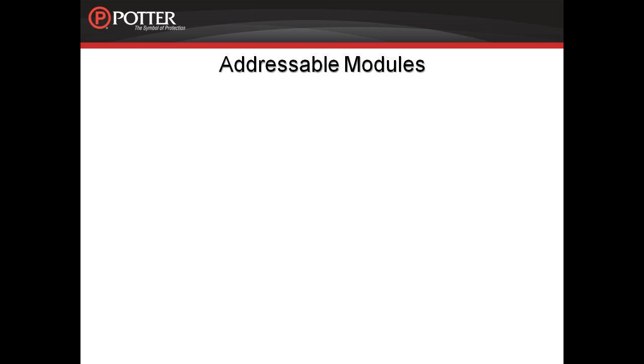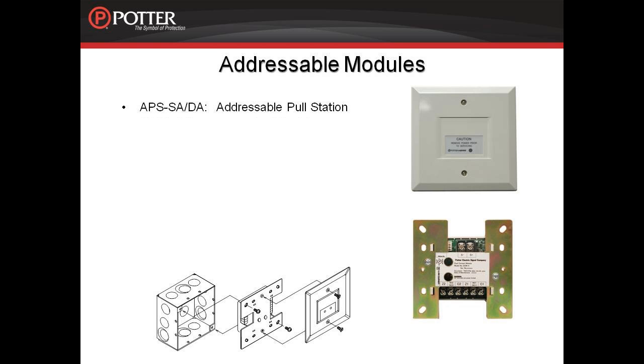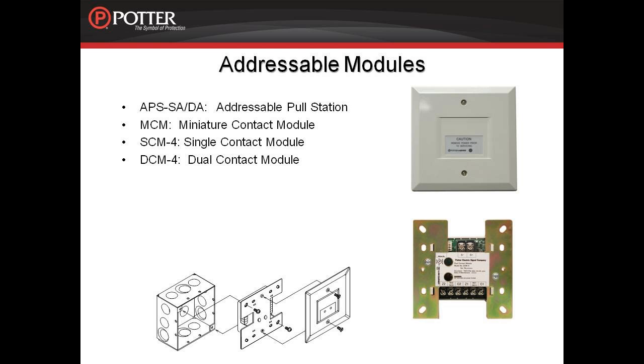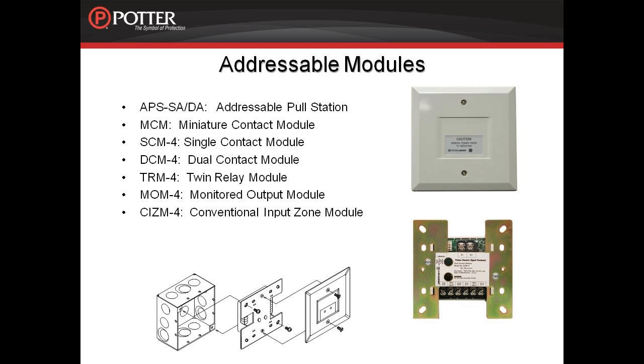Moving to the addressable modules. There are 8 addressable modules that can connect to the PFC-6030, the PFC-6075, the PFC-6200, and the PFC-6800. They are the APS-SA or DA, which is the addressable pull station single action or dual action, the MCM, which is the mini contact module, the SCM-4 or the single contact module, the DCM-4 or dual contact module, the TRM-4 or twin relay module, the MOM-4 or monitored output module, the CIZM-4, the conventional input zone module, or the SCI, short circuit isolator module. The modules that you see highlighted here come with a cover plate.